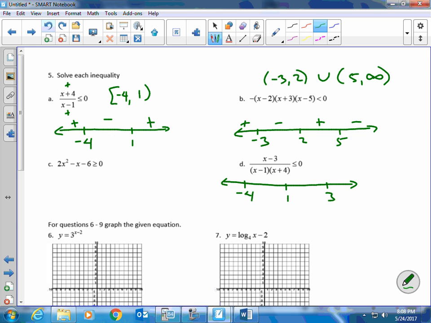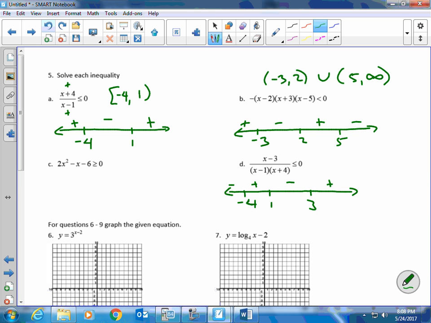All right, next step. Plug in a value that is greater than 3, like 5. 5 minus 3 is positive. 5 minus 1 is positive. 5 plus 4 is positive. My answer out here is positive. And it will alternate signs as it cruises across. Sorry, I got way too close. Trying to save space. Negative 4, 1, and 3. Positive, negative, positive, negative.